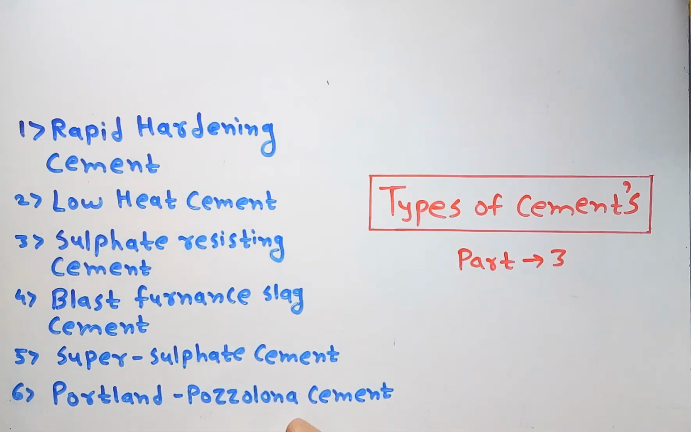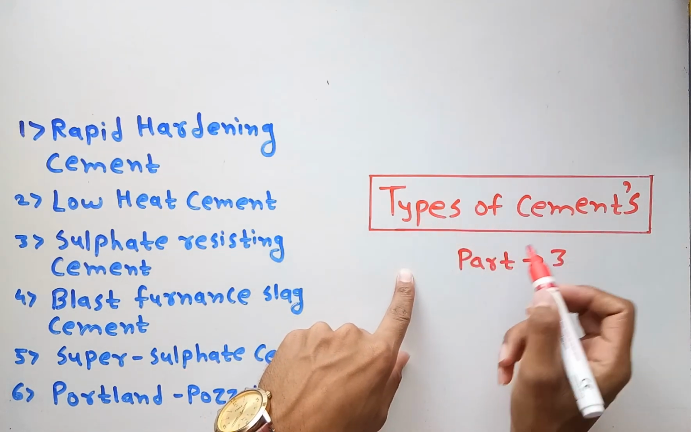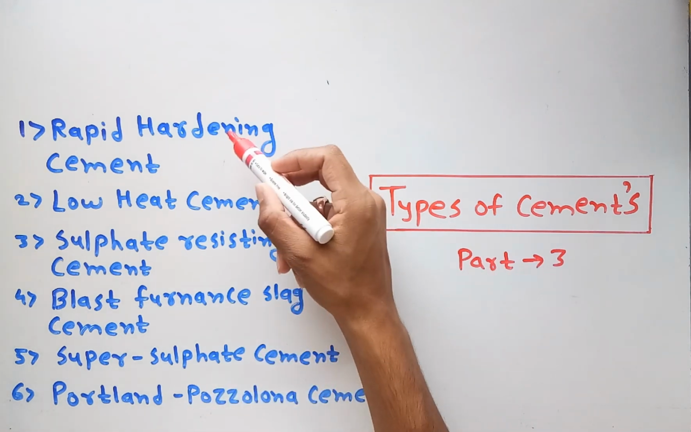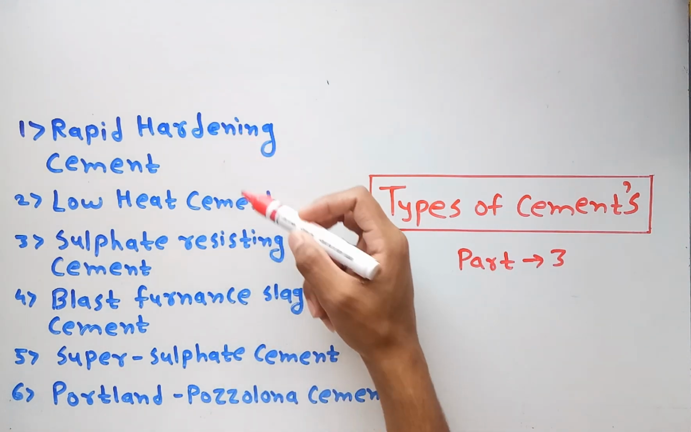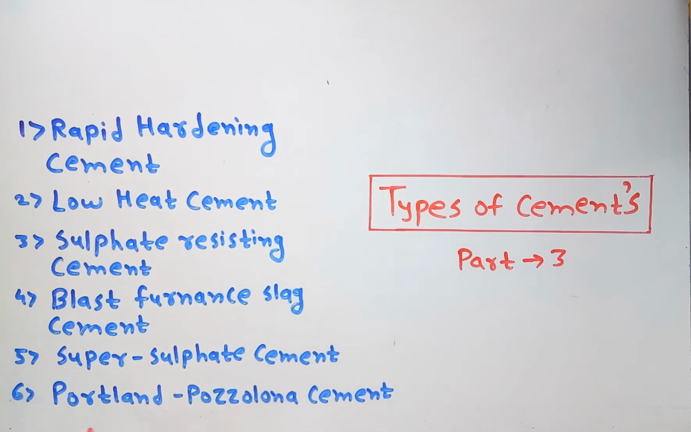So we are continuing with our topic, that is types of cement. So it is part 3. The first 4 types of cement are already covered in the previous videos. So in this video we are going to see the super sulphate cement and then we will see Portland pozzolana cement.